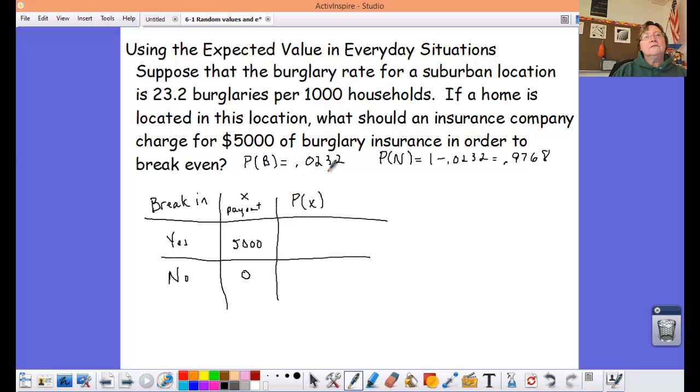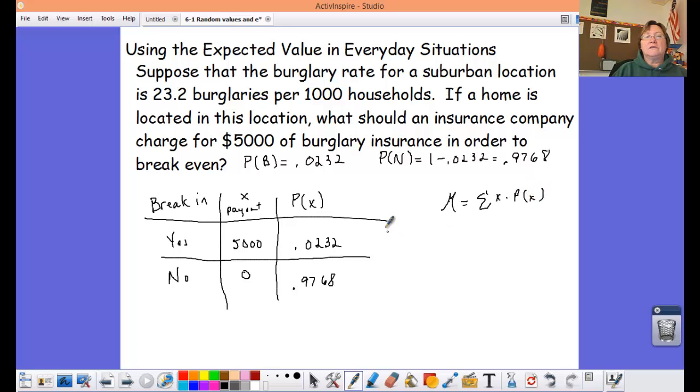And according to what we were given, that probability is 0.0232. The probability that they don't have to pay out anything is much higher, 0.9768. And to find the expected value, what they should charge to break even, that's the mean of this probability distribution. So our mean is going to be the sum of X times P of X.